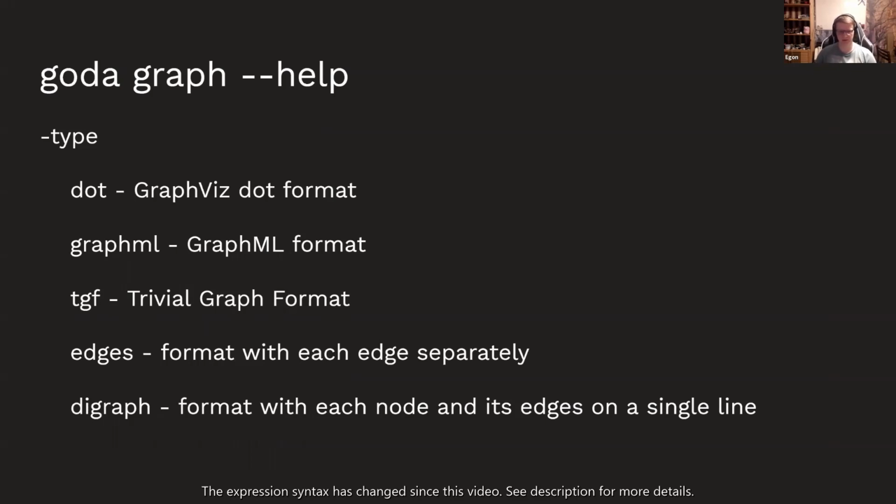However, there are actually multiple output formats. One really useful one is GraphML, which you can open up in plenty of graph editing tools, such as yEd. And there are simpler formats, for example, edges or digraph, that you can pipe into grep and search for different lines. But most of the time I'm using dot and really rarely GraphML. The main reason to use GraphML is because some of the graph editing tools have more powerful ways of visualizing the graphs.